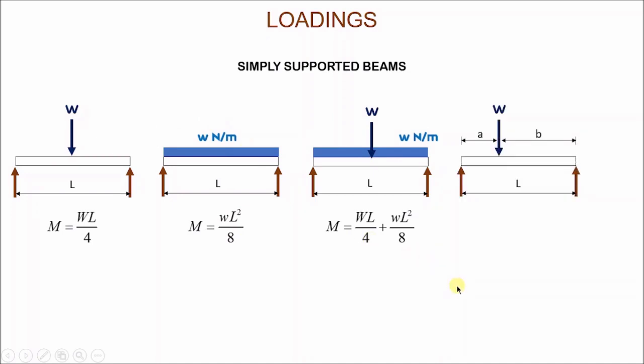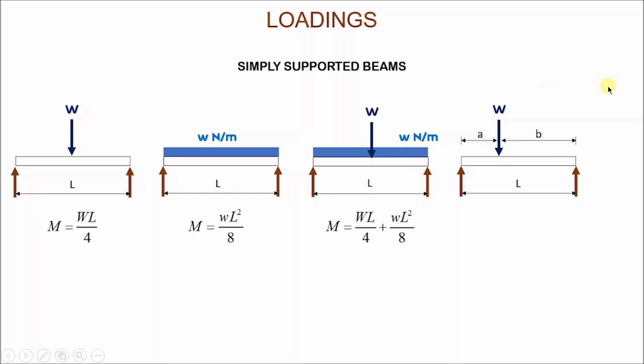And lastly, what we have is a situation where you have a point load acting not in the middle of the beam, but at some distance from the left end and at some distance from the right end of the beam. So A is the distance between the place where the load is acting and the left end of the beam, and B is the distance between the place where the point load is acting and the right end of the beam. And as you can see here, these distances are not equal, and because that is the case, how do we then find the moment of resistance?